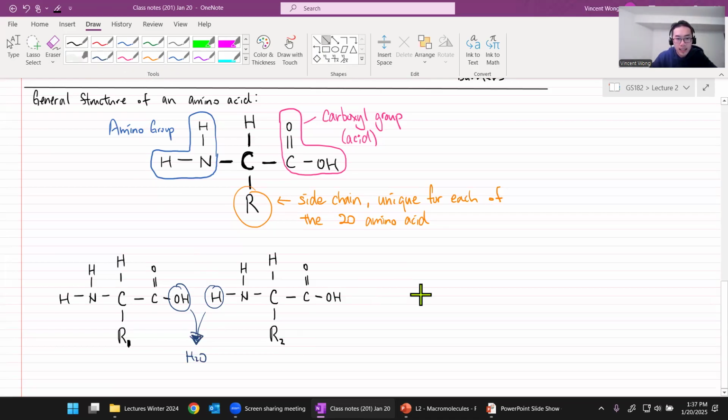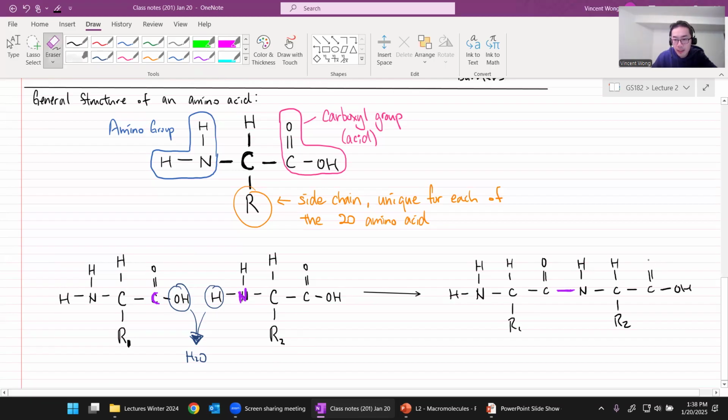And what do you get in the end? What you get in the end is like this. I'm just going to copy the original here, R1, C double bond O, and then you have a new bond that basically connects the C here with the N, like this. This is R2, like that, plus H2O. And this bond that we just formed that connects the two amino acids together, we call it a peptide bond.